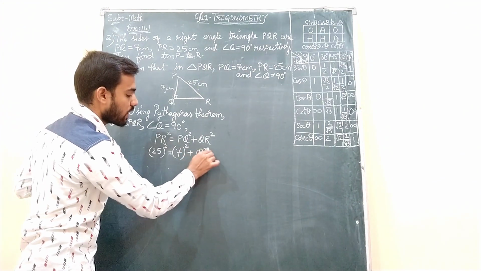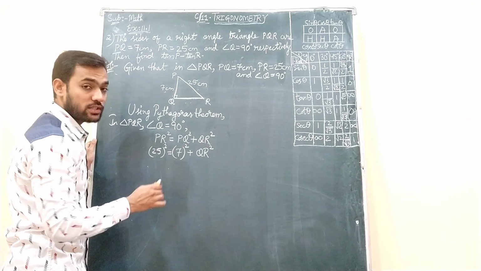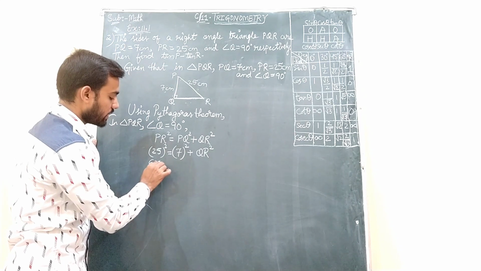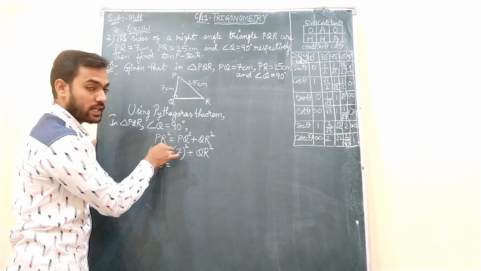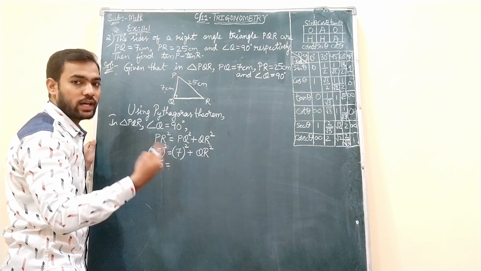So I will write QR square as it is. Okay students, 25 square means 25 into 25. When you do it, you will get 625. Don't do 25 twos. We are squaring it, which means you need to multiply 25 twice.